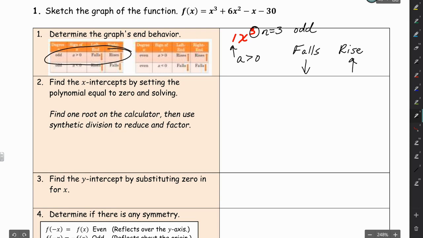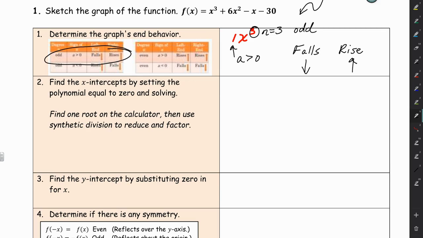And we know that the parent function y equals x cubed just does this, and that makes sense with what we've included for number 1. Now the next step is number 2. Find the x-intercepts by setting the polynomial equal to 0 and solving. Well, this is a pretty long polynomial. There's 4 terms. It might be a little tricky to just solve algebraically.